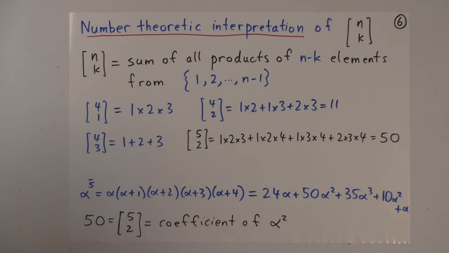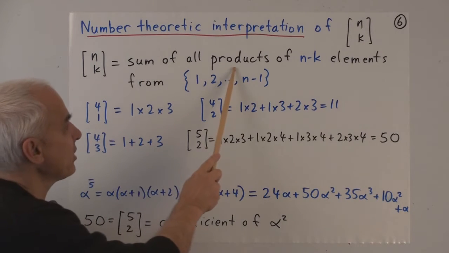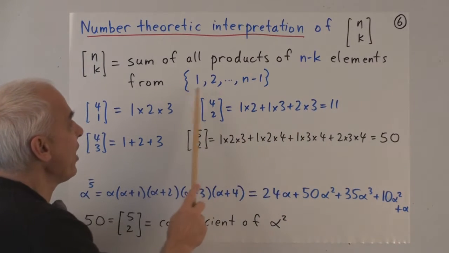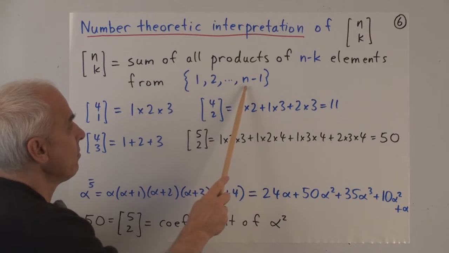What does that mean? Let's illustrate it in an example. Suppose that we're looking at 4 bracket 1. That would be the sum of all the products of 4 minus 1, in other words 3, elements from the set 1, 2, up to 3.